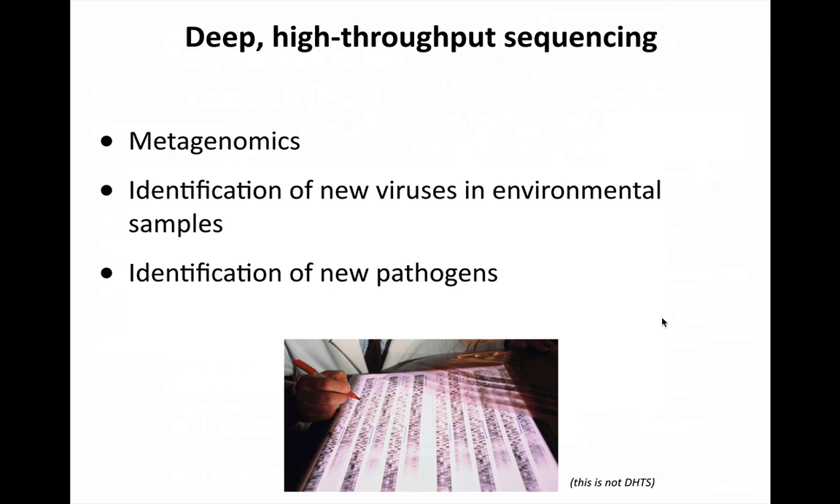It's really remarkable. This technique has brought about the age of metagenomics, where we can sequence all the nucleic acids in a specimen, whether it be a clinical specimen or an environmental specimen, the ocean or dirt or the surface of a rock. It enables us to identify new viruses and new pathogens, and we'll talk about this in this course. So here are two examples of this.